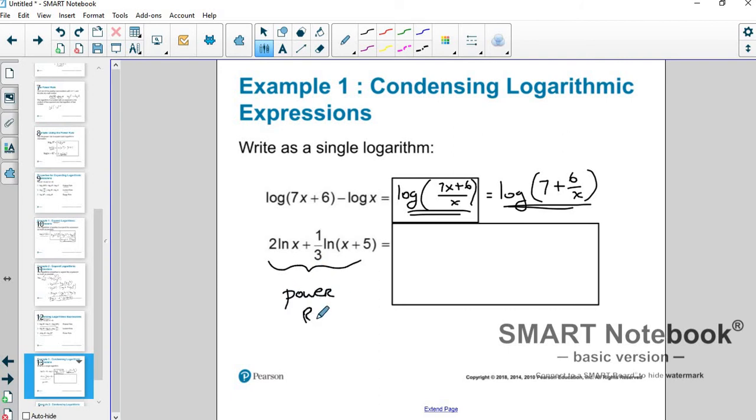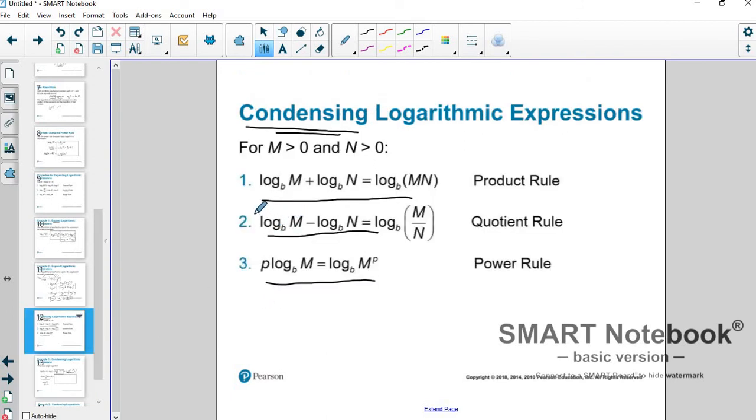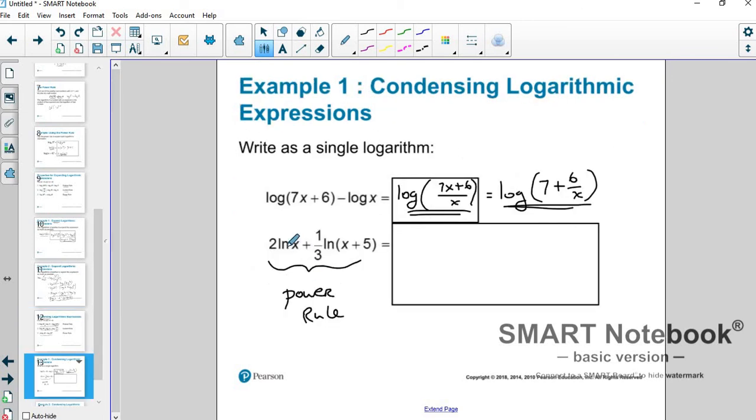The power rule almost always comes first. If you go back and look at these rules, there's no numbers in front of these guys. So you can't use the product rule or the quotient rule when there's numbers out front. So if there are numbers out front, the first step always has to be bring up the power. Natural log of x squared plus natural log of x plus 5, the group, to the 1/3. You can leave it as 1/3. If you want to write it as a cube root, that's great, but you don't have to.